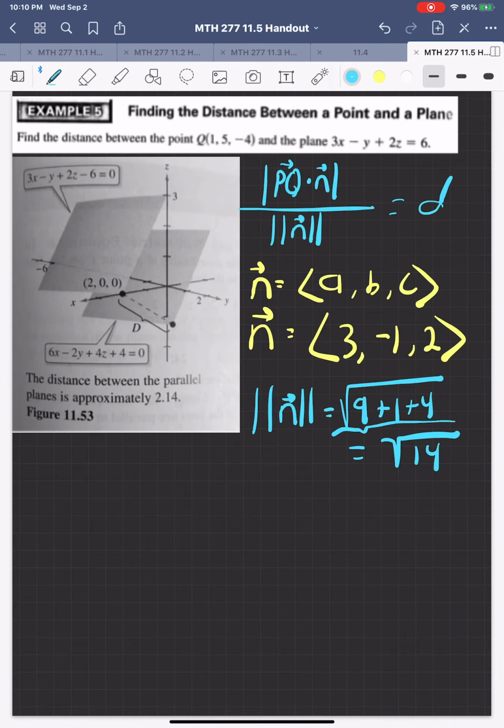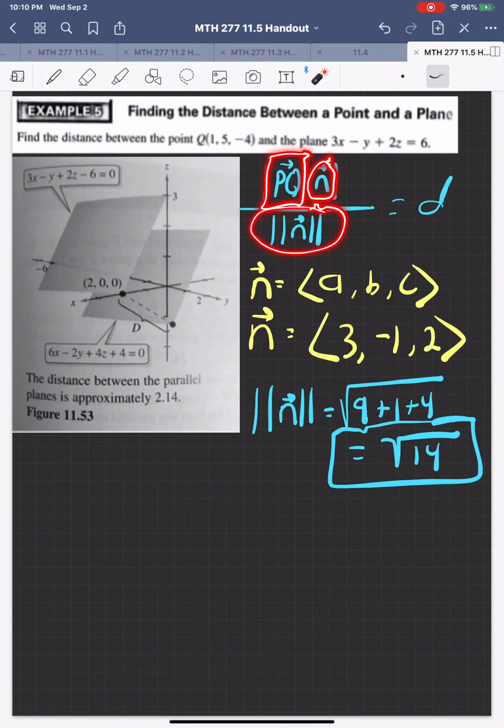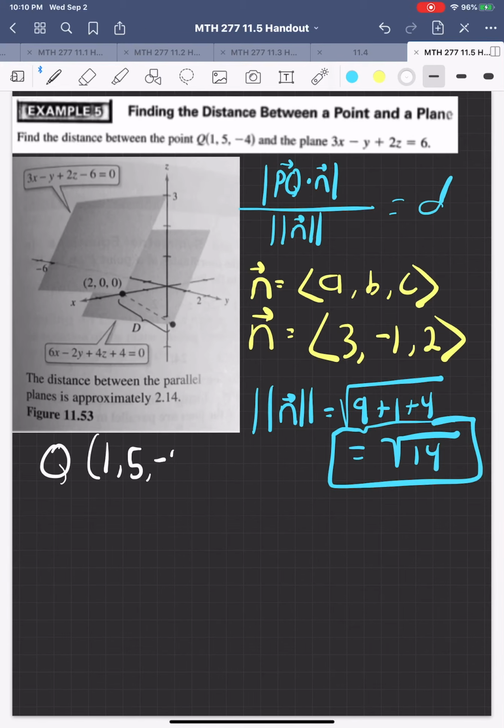All right, so we got this part. All right, so what is it that we don't have? Well, we have the normal vector n. We have the magnitude of that normal vector n. What we don't have at this point is a vector P to Q. We have a Q. We just don't have a P. So they say Q. Oh, we're told that Q is 1, 5, negative 4.